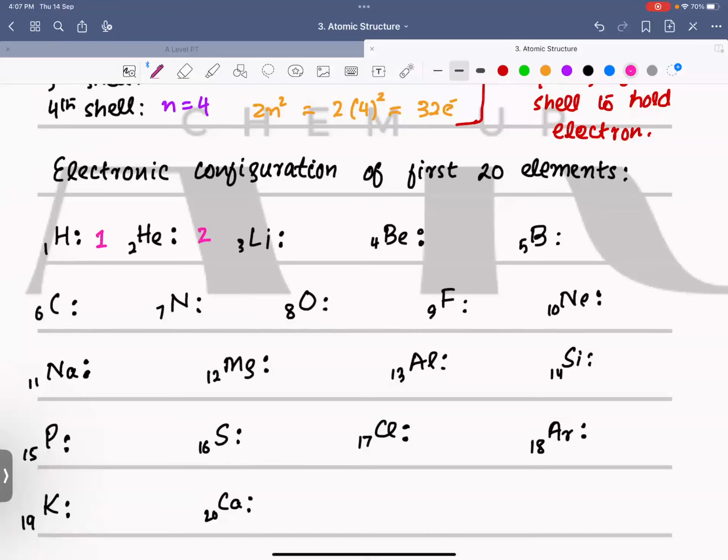For helium, it is going to be 2. For lithium, 2 and 1. Not that there are 3 electrons, but in the first shell, 2 electrons, and then in the second shell, 1 electron. Now, in a similar manner, write the electronic configuration starting from boron till calcium.